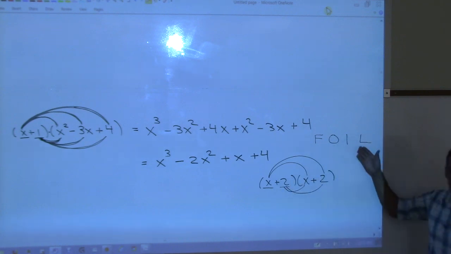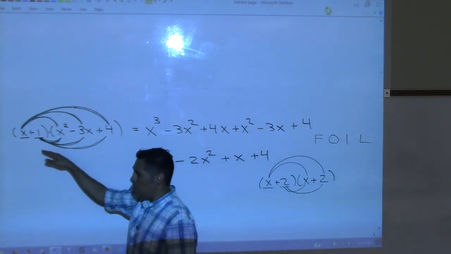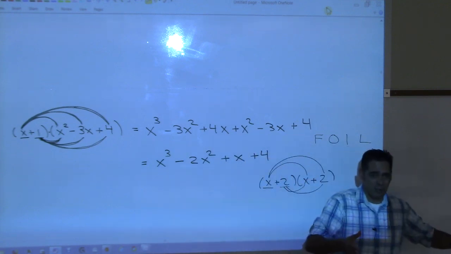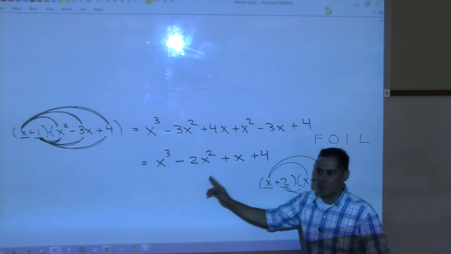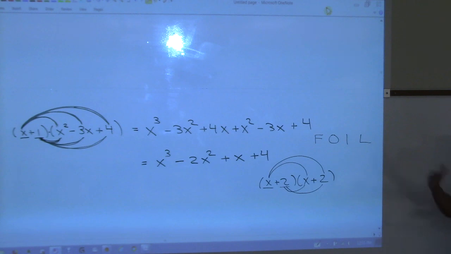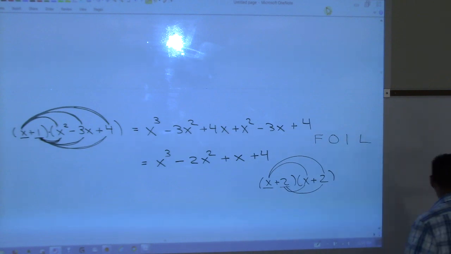So actually, FOIL is the same thing as this technique, but this technique is more powerful because you can use it all the time. If I had 3 terms and 8 terms, I would just start with the first one, go through, second one, go through, third one, go through. Now, I won't give you anything like that, but I'm just telling you it extends that. It's more powerful than FOIL is, I think. All right, we need to look at the problems here.